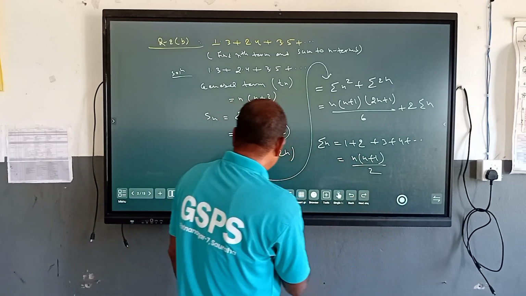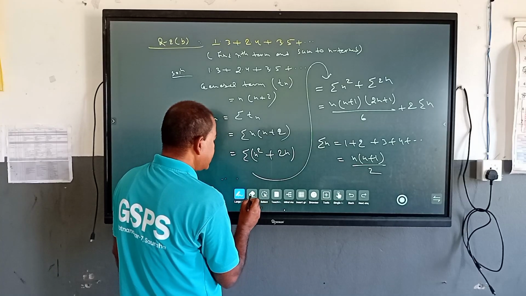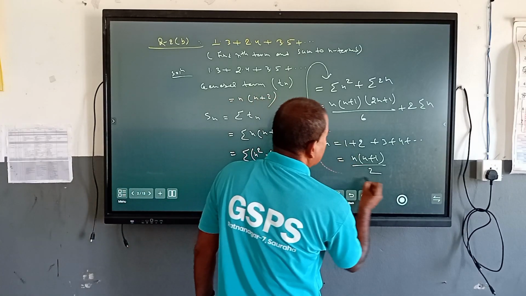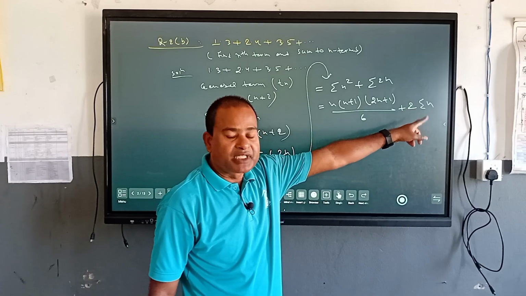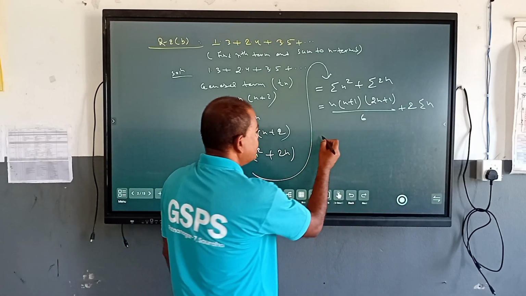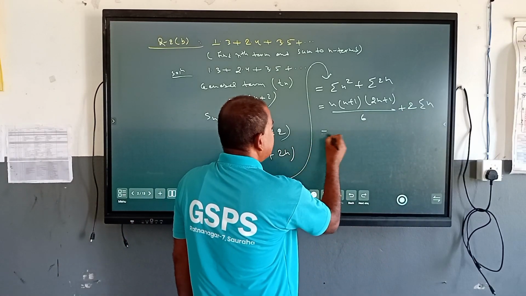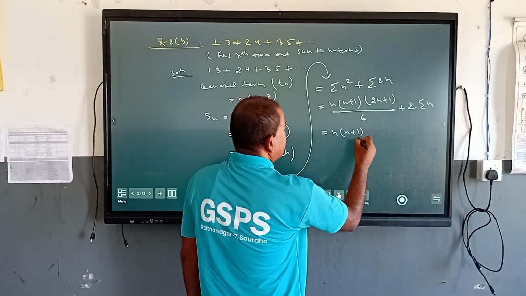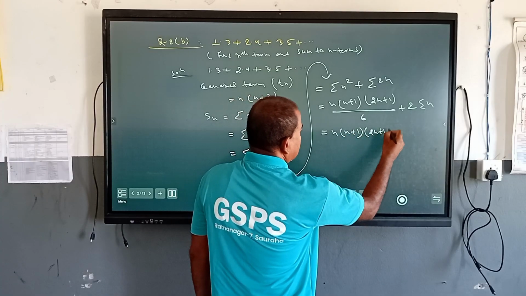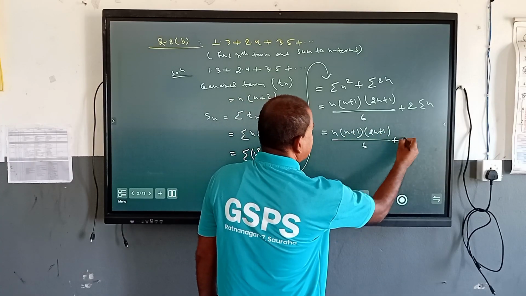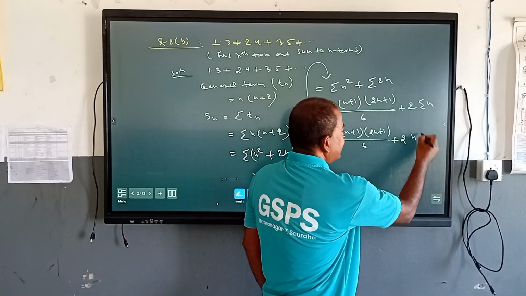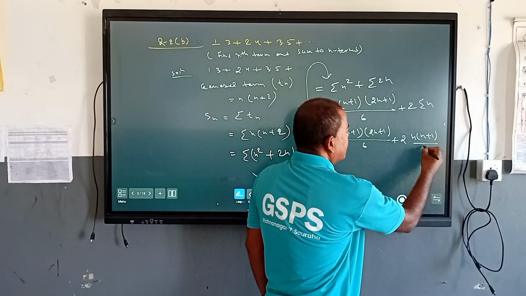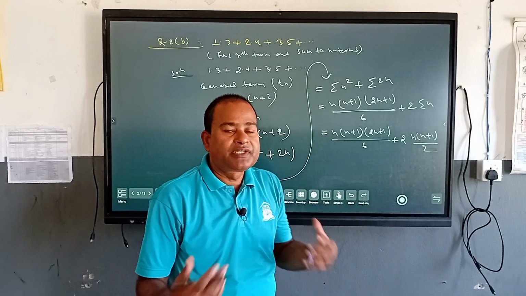So now we can write summation n, the sum of the first n natural numbers, as n times n plus 1 divided by 2. The first part we keep as it is, and 2 times summation n means 2 times n times n plus 1 divided by 2.